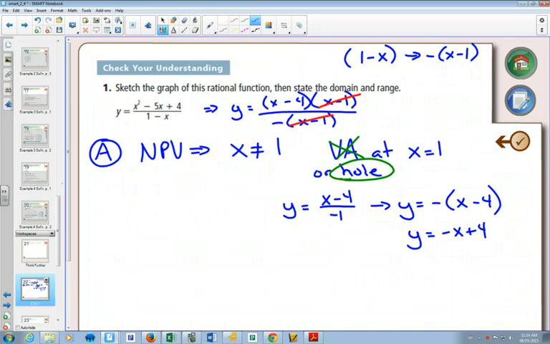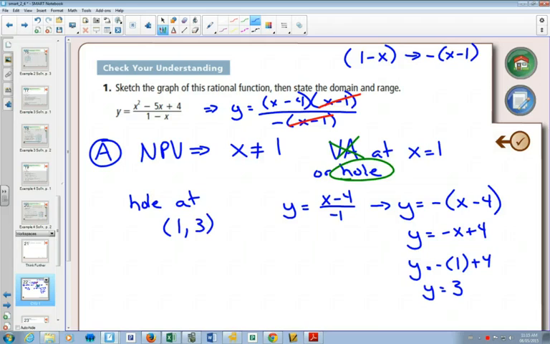So this is going to be a straight line, and it's going to have a hole in that graph. To find out exactly where that hole is, we're going to have to plug in 1. And when I plug in 1 for x, I get 3. So I know that I have a hole at 1, 3.